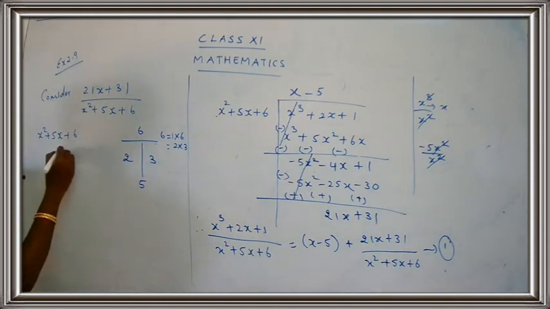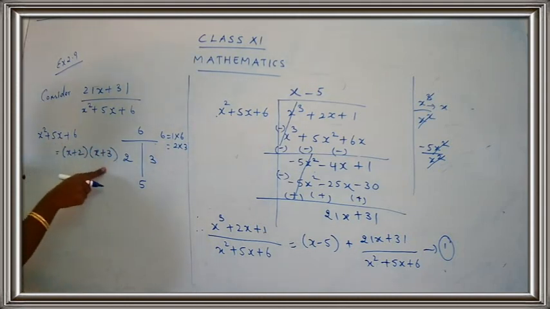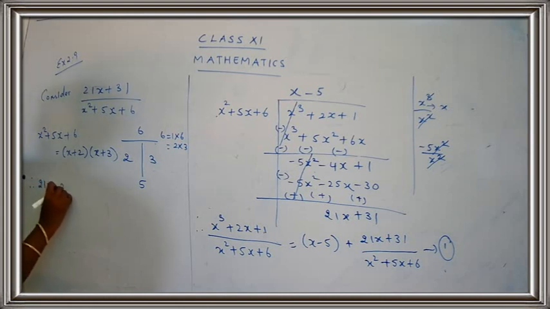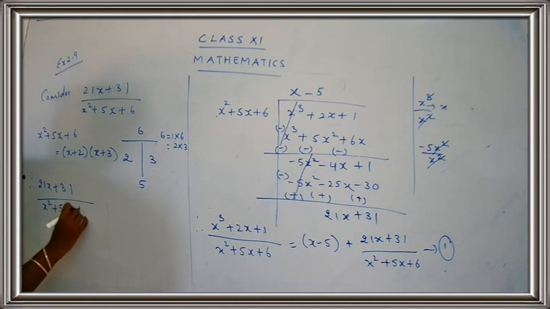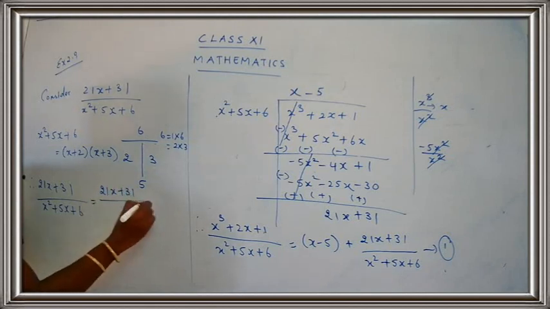So what is the answer? The answer is x plus 2, x plus 3, because the variable used here is x. So x plus 2 into x plus 3. So I have factorized the denominator part. Let me write down once again. Therefore 21x plus 31 upon x square plus 5x plus 6 is equal to 21x plus 31 upon x plus 2, x plus 3.